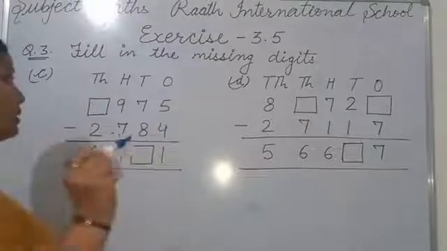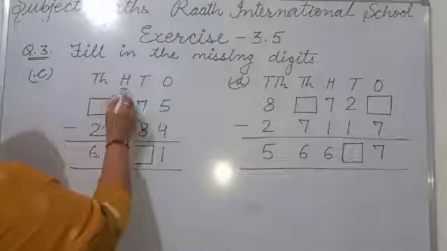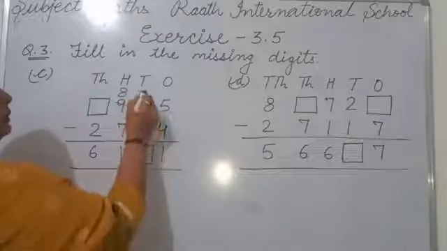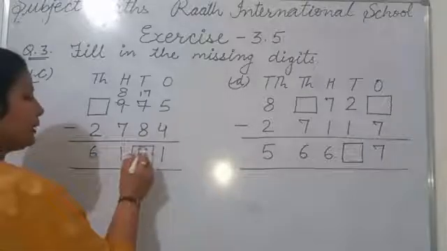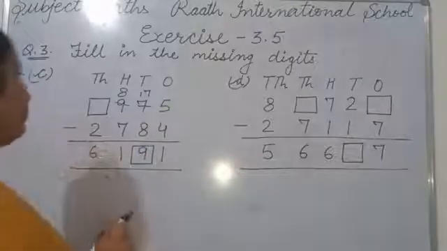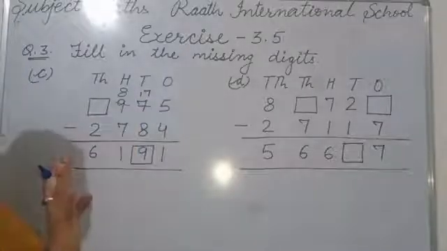Now we will see that 7 minus 8 is not possible. So in that condition we will take borrowing. So there will be 8, and now there is 17. Now 17 minus 8, that is 9. So we fill here 9. Okay. Now 8 minus 7, this is 1. This is also correct.